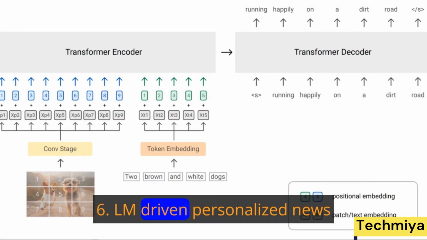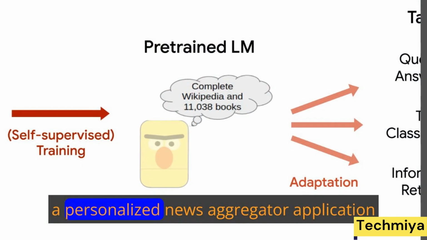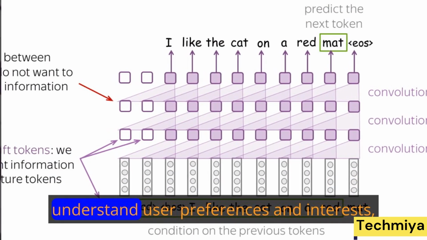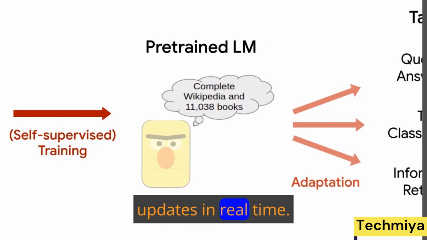6. LLM-driven personalized news aggregator. Overview. Design a personalized news aggregator application that uses a large language model to understand users' preferences and interests, delivering tailored news articles and updates in real time.